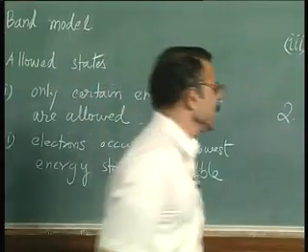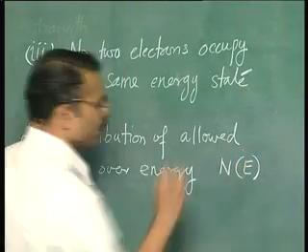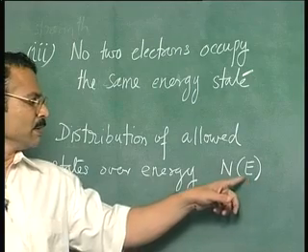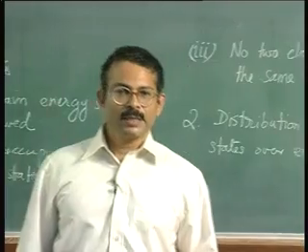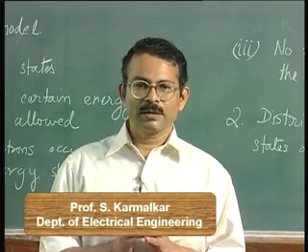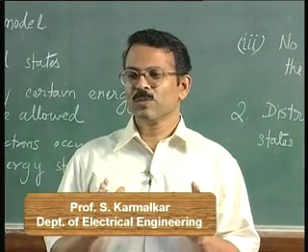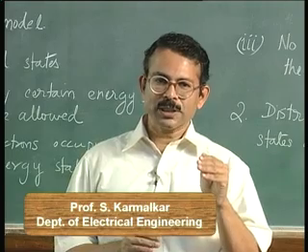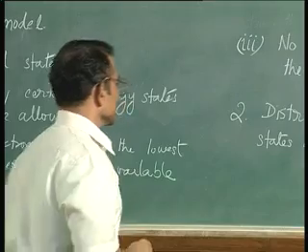This distribution is represented using a function n in brackets E, that is n is a function of E. That is to say that all the states which are available for electrons to occupy are not necessarily distributed uniformly over energy. Okay? So what is the exact distribution, that we will have to see. What is the distribution, what is the function N(E)?